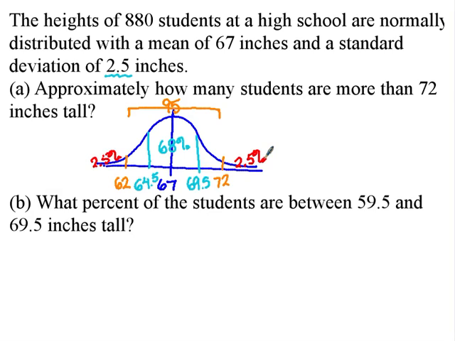So they want to know how many students are more than that. What are you going to do with the 2.5%? Take it times 880 total students. Because you want to know exactly how many students. So if I take 880 times 2.5%, what does that give me?